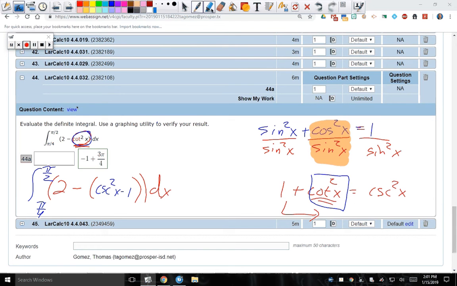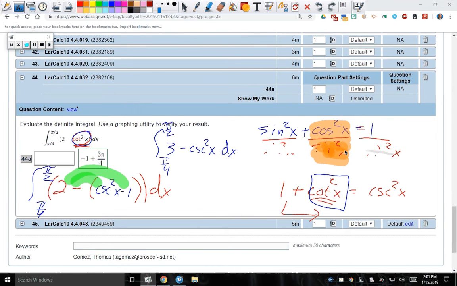From there, you did all that work. Just make sure that you're careful with the distribution of that negative, because it's really going to be 2 plus 1 to give you 3. So 3 plus minus, not plus, 3 minus cosecant squared, and it is from pi over 4 to pi over 2.